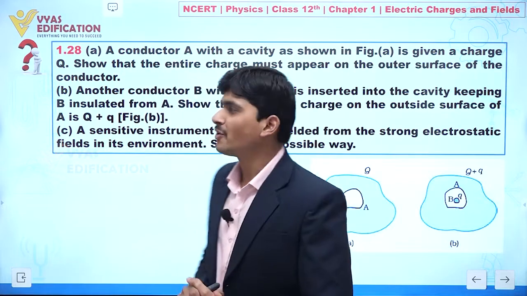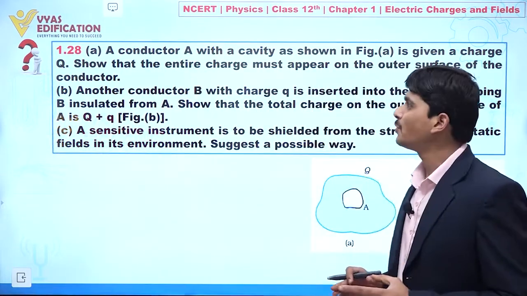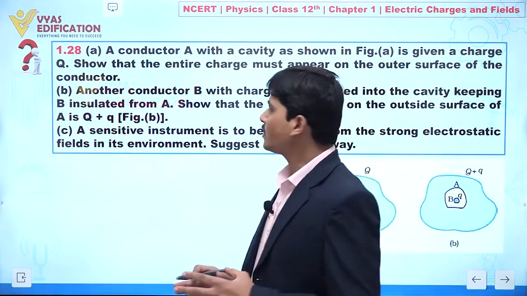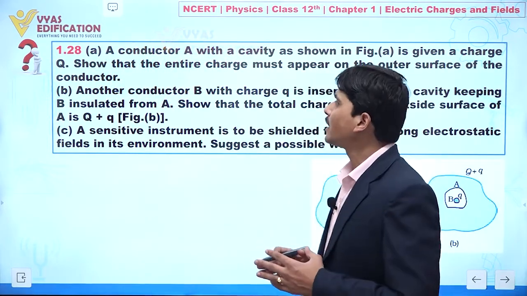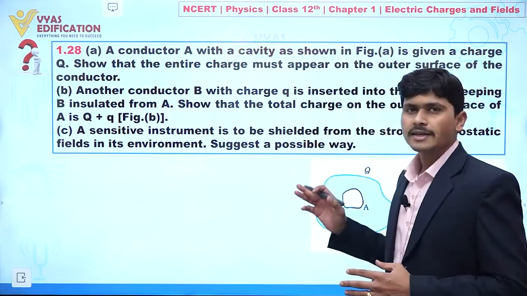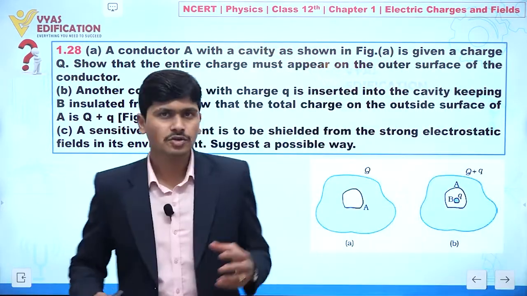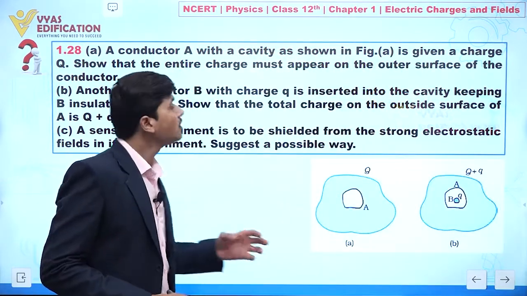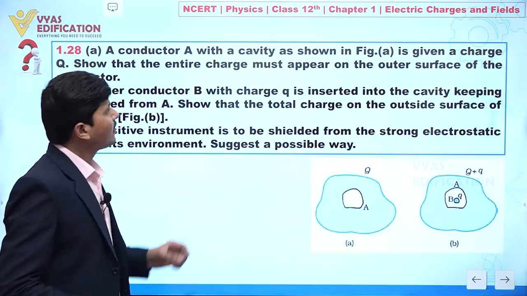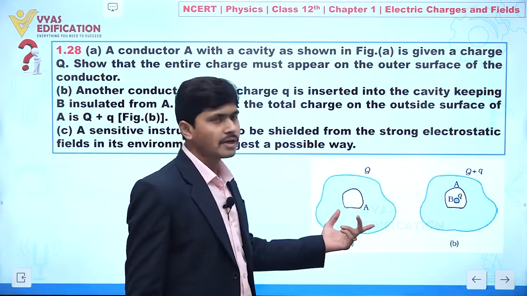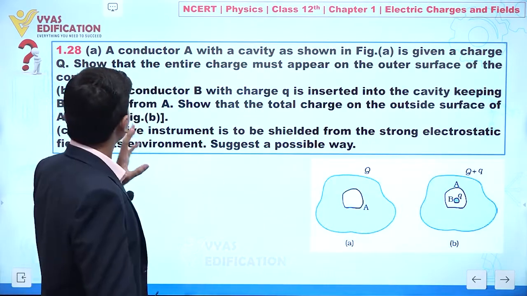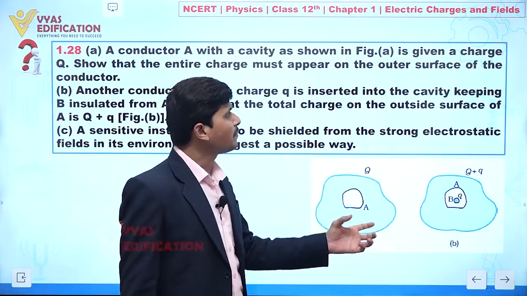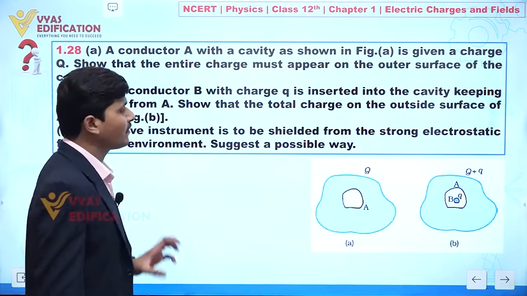Now dear student, we are going to discuss question number 1.28, and in this question we have three parts A, B and C. Clear? In the first part, a conductor A with a cavity, as shown in the figure, is given a charge capital Q. Show that the entire charge must appear on the outer surface of the conductor.